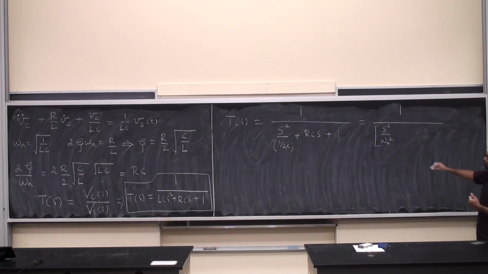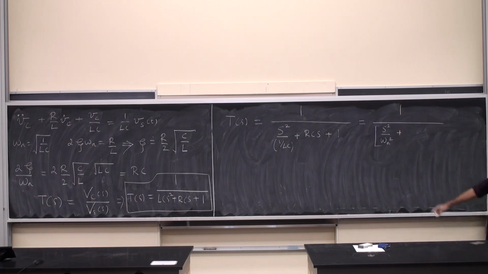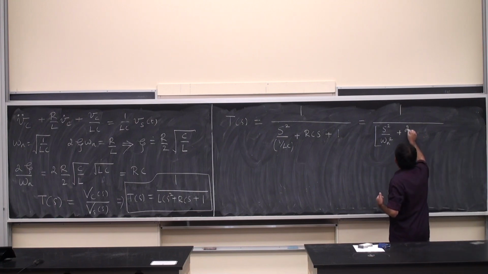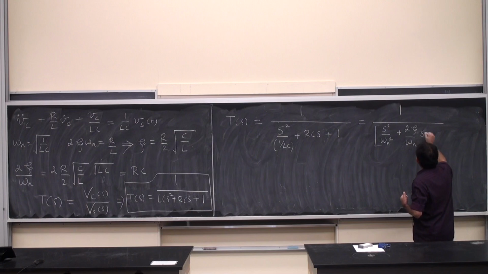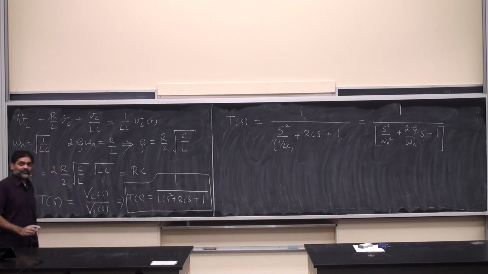S square by omega n square. What's RC? Our good old friend 2 zeta by omega n, which is what I had just written there. So this is 2 zeta omega n S plus 1. So now I have everything written in terms of the system parameters. Okay?